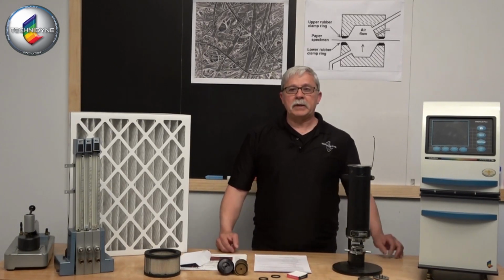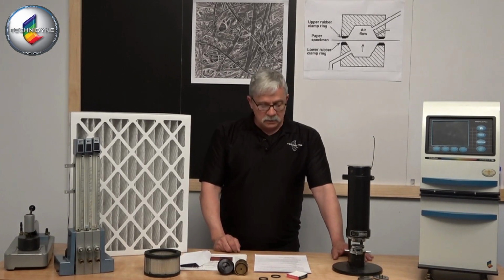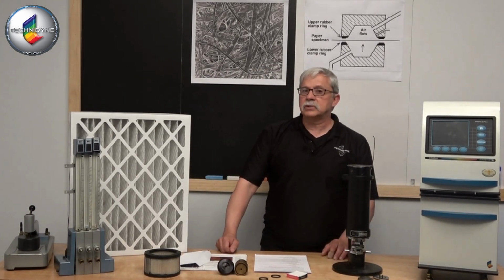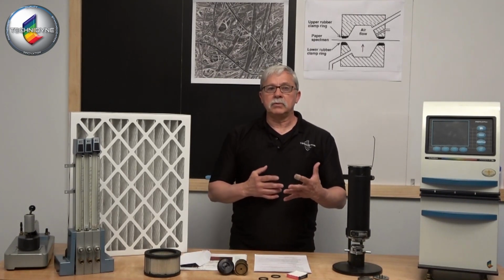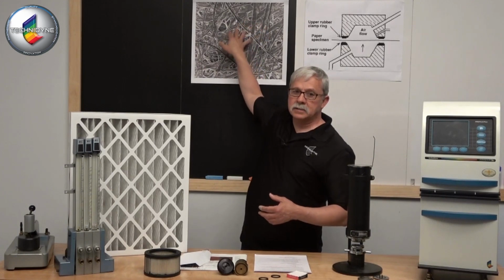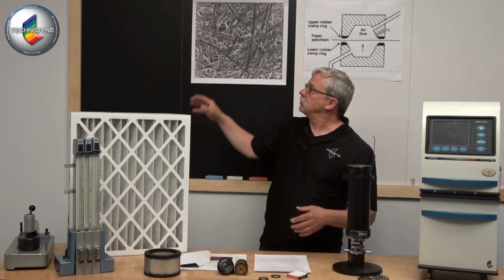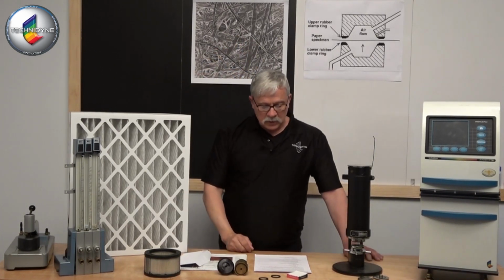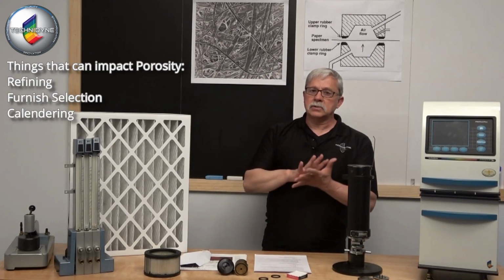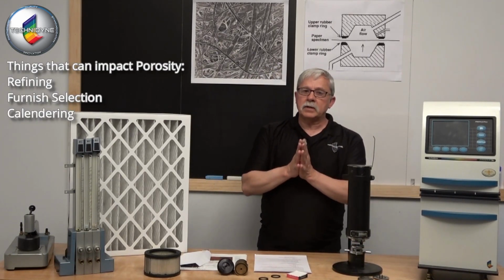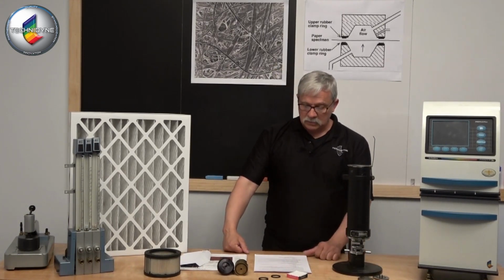They're influenced by a number of other factors. One of them is refining. Another, the furnish selection. Certainly if you have a bunch of short hardwood fibers, you're going to get one particular mat layout. If you have some mixture of long fibers and short fibers, you'll get another matrix that's laid out. Calendaring certainly is going to change the surface. It's going to compact all these fibers, and maybe make it a little bit harder for some air to permeate through the sheet.